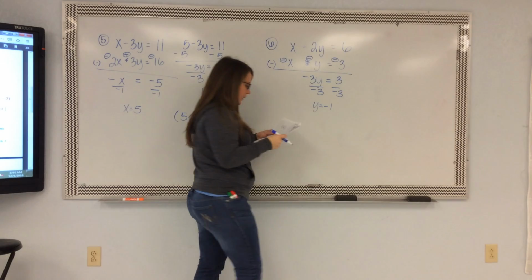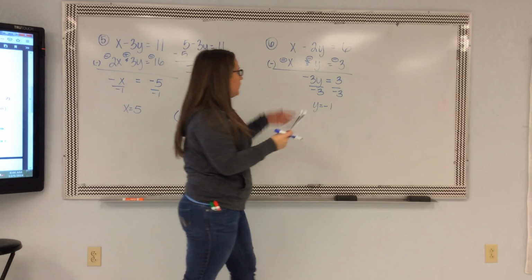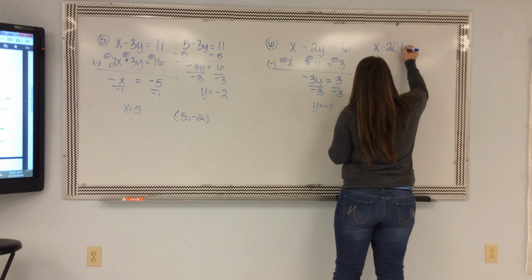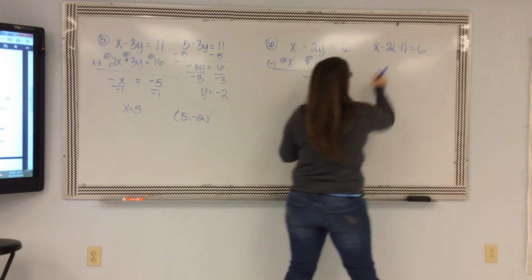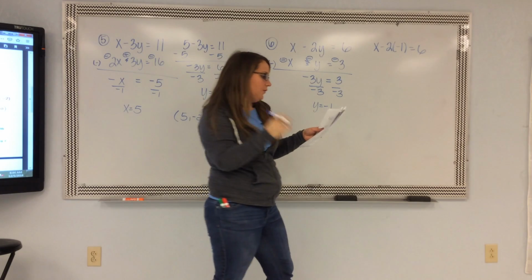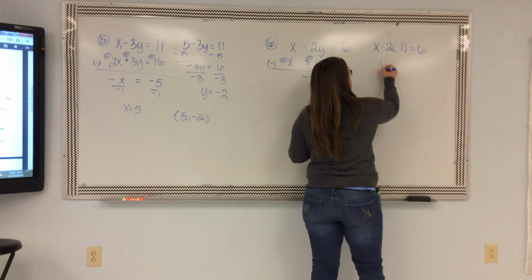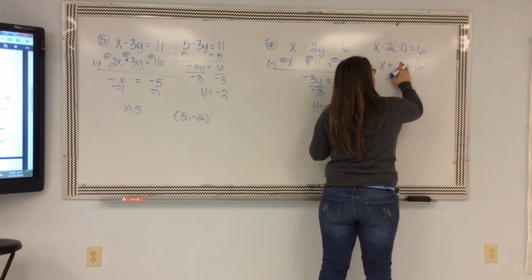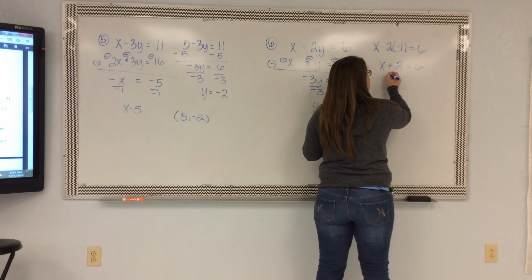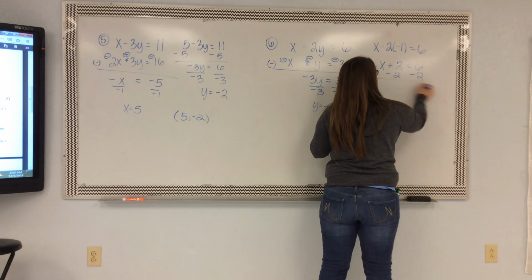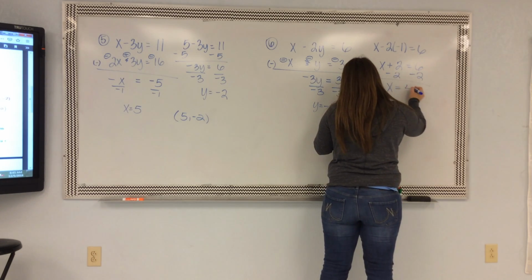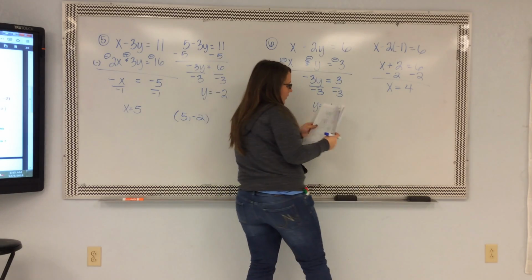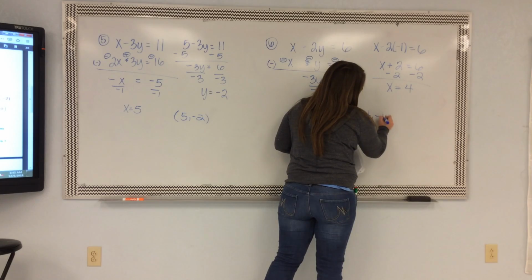When I go back in and plug that in, I'm just going to plug it in right here. So I'm going to say x minus 2 times a negative 1 equals 6. Negative 2 times a negative 1 is a positive 2. So this becomes x plus 2 equals 6. Subtracted 2 from both sides. And x is equal to 4. So when I combine those together to give me an ordered pair, I have 4, negative 1.